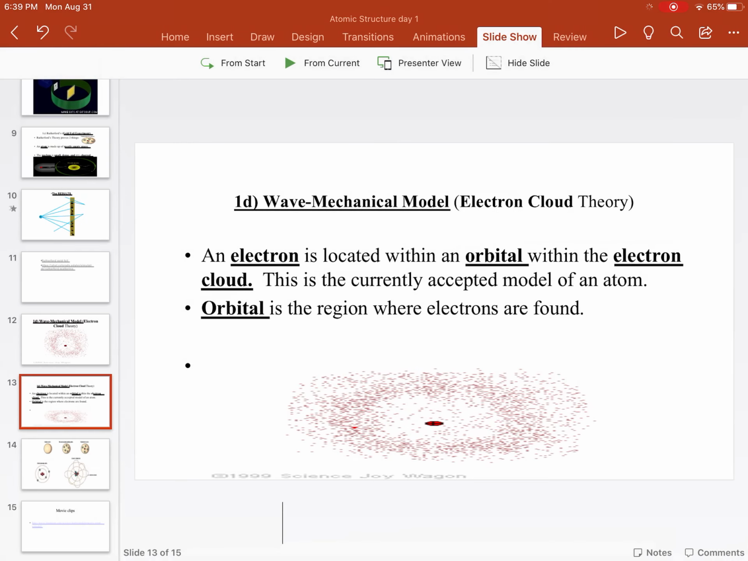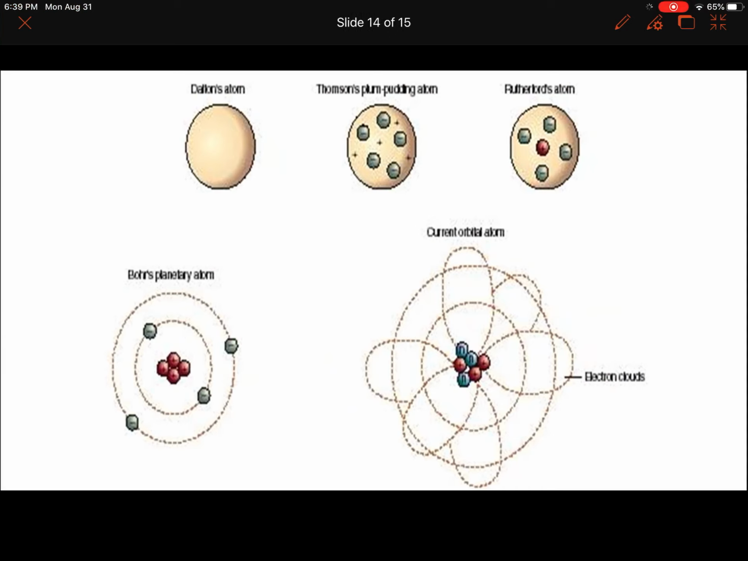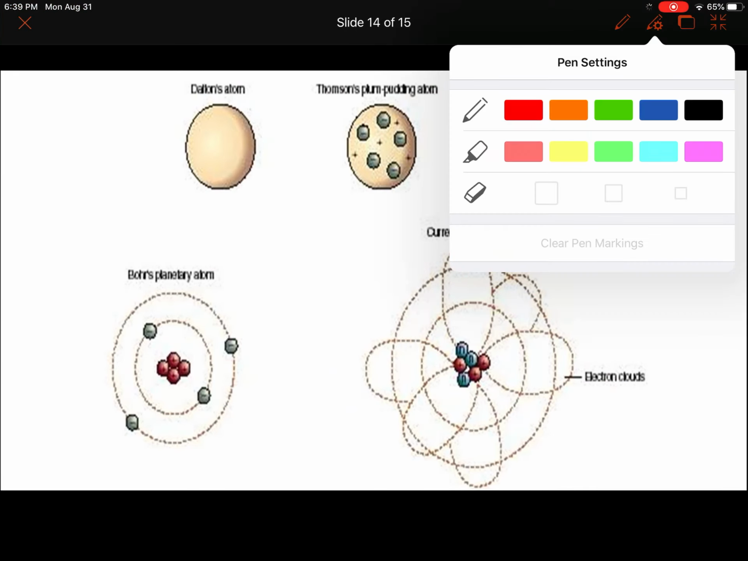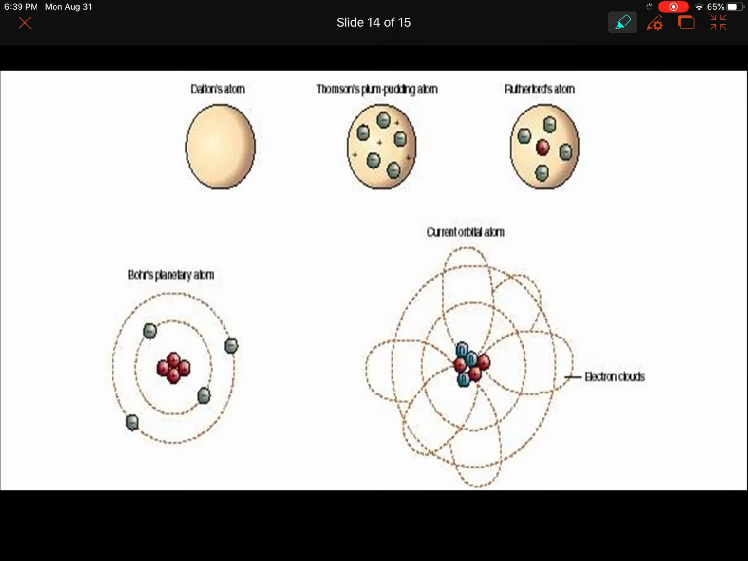All right, let's move on here. So here are some examples of what we went over today. Dalton's theory was basically the bowling ball. It's a hard, small, indivisible particle. In other words, you cannot divide that. Well, we know that's not true. Then came J.J. Thomson, right? J.J. Thomson, the plum pudding model. He discovered the electron.